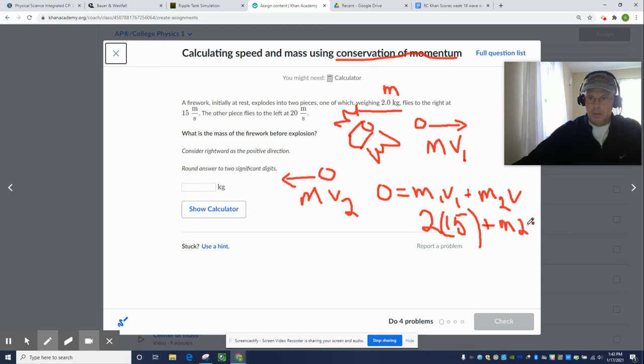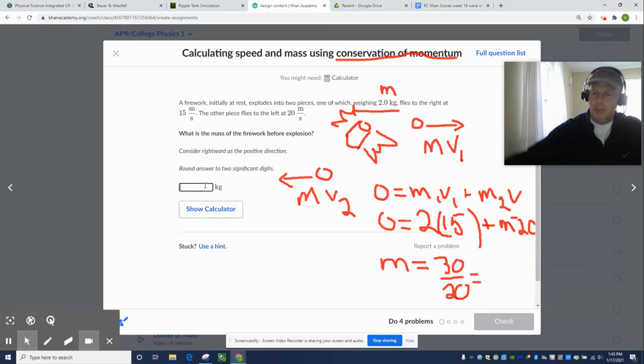Let's see, how would we do this algebra? It goes to the left, so we would simply add negative m2 times 20 to both sides, and we would get m2 equals 30 divided by 20, which is 1.5 kilos. And that's going to get us the happy confetti. Let's see, 1.5 kilos.